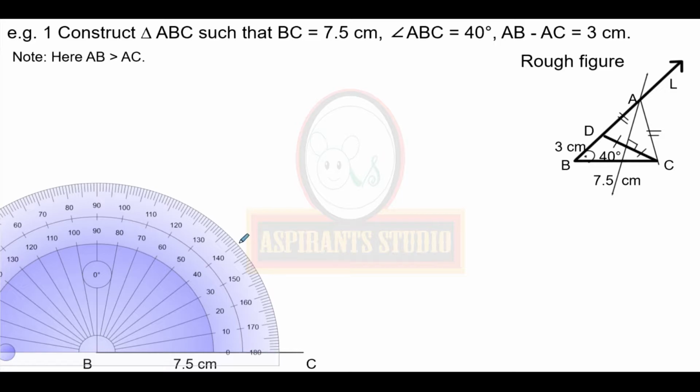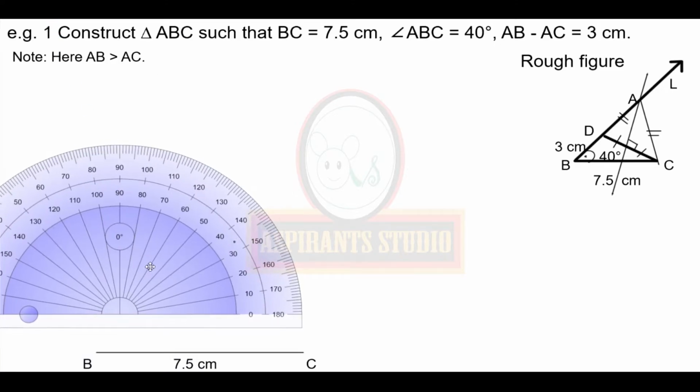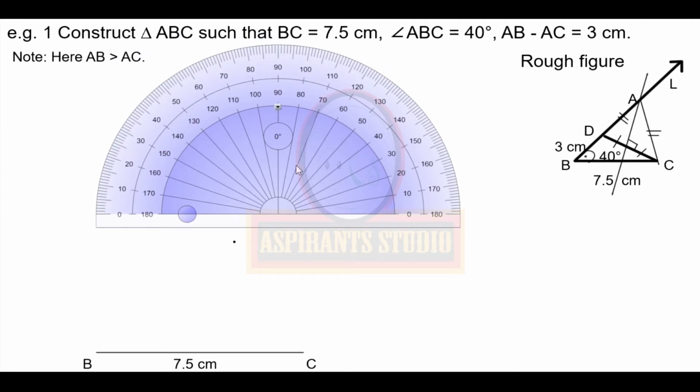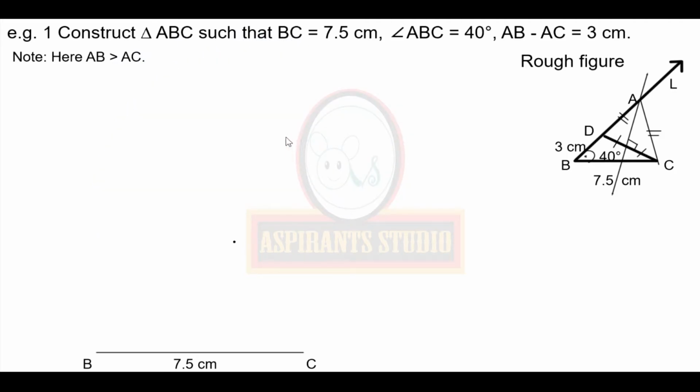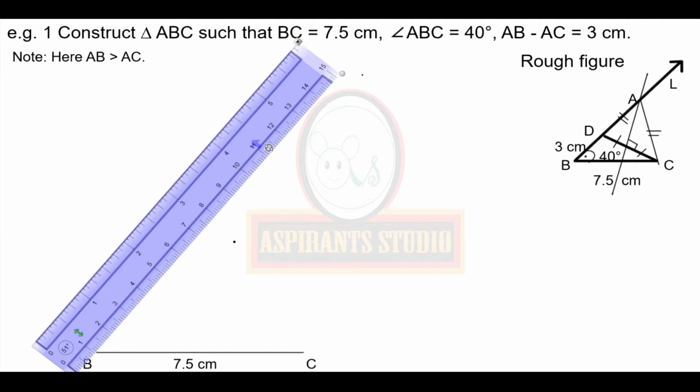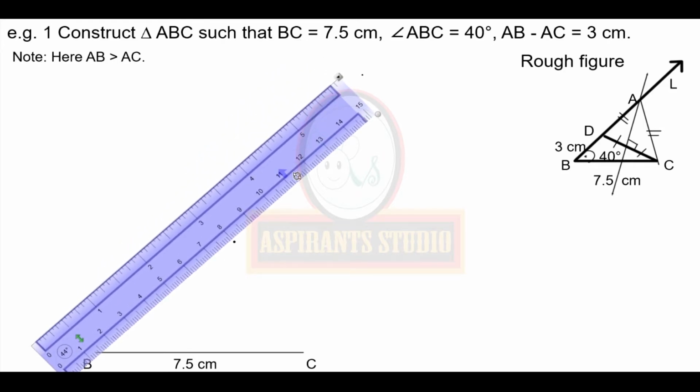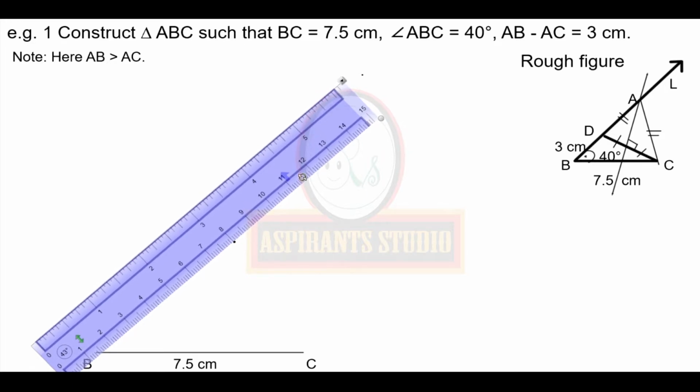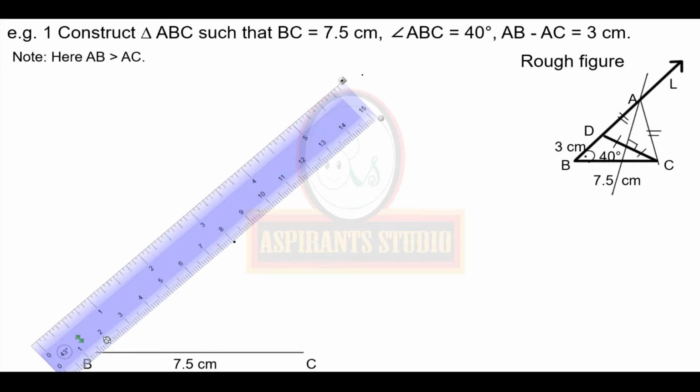It is also given that AB minus AC is equal to 3. So AB minus AD is equal to AB minus AC. Therefore AD is equal to AC. Therefore point A is on the perpendicular bisector of segment DC. Therefore point A is the intersection of ray BL and the perpendicular bisector of segment DC.